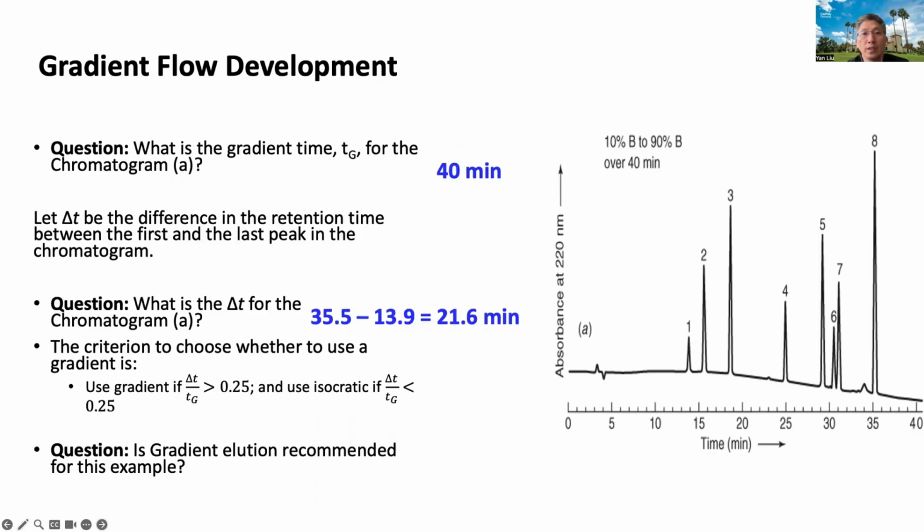The golden rule to determine if a gradient run is needed or not is to evaluate the ratio of delta T over Tg. If the ratio is greater than 0.25, a gradient run works better. If the ratio is less, no need for gradient run. For this example, the ratio is 21.6 over 40, giving 0.54, which is greater than 0.25. Therefore, a gradient run is necessary for this example.